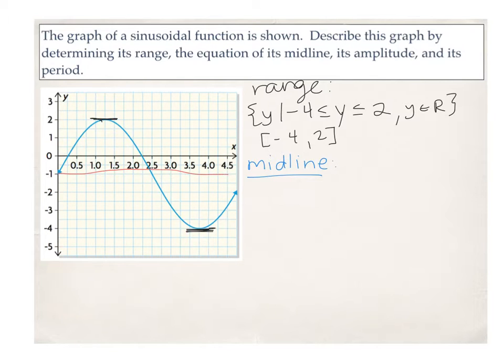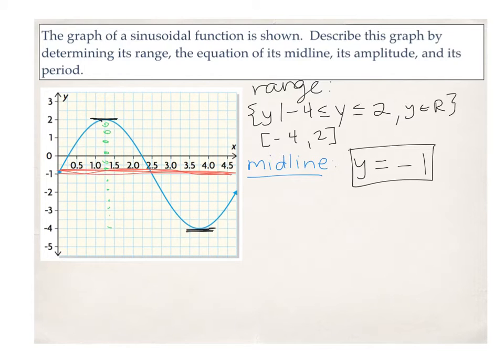The midline, if I look halfway between, again, is -1. And I can count to make sure that's true, right? If I'm just counting, it's 1, 2, 3, 4, 5, 6. 1, 2, 3, 4, 5, 6. Okay, so it's 6 below, 6 above. So it actually is the midline. So y equals -1 is my midline.